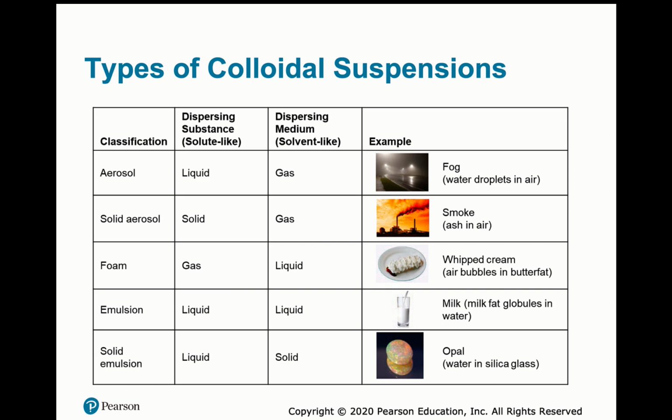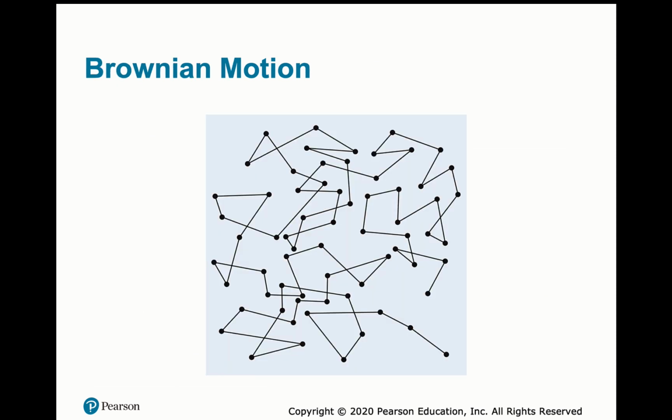Foam is gas dispersed in liquid. Whipped cream is an example; if you ever made whipped cream by hand, it takes a lot of effort to whip all that cream. A liquid emulsion is two immiscible liquids, like fat and water. Milk, for instance, is a liquid emulsion. And you can get a solid emulsion, where you have a liquid dispersed in a solid. Opal, for instance, is water in a silica glass.